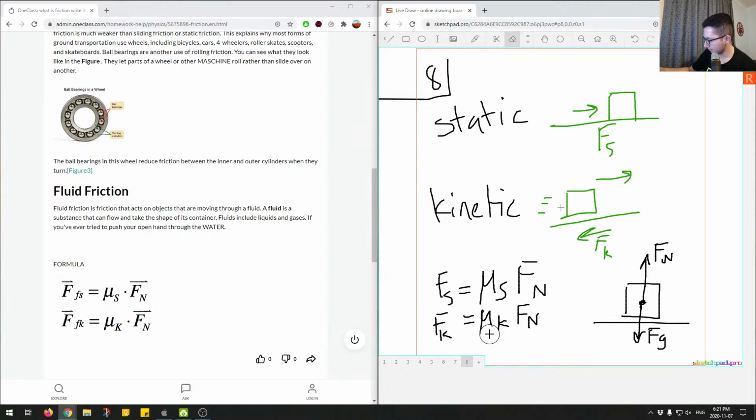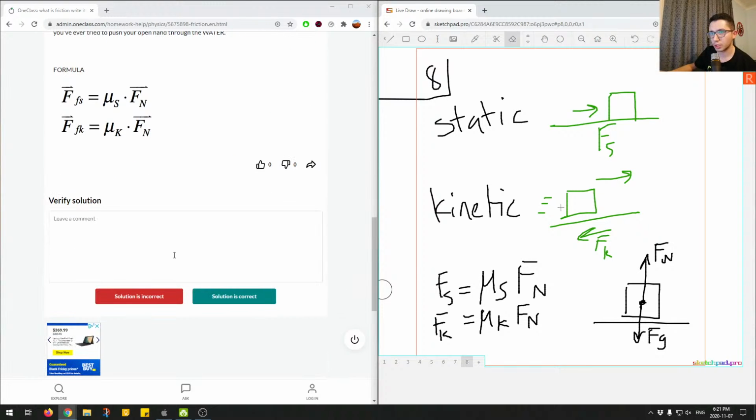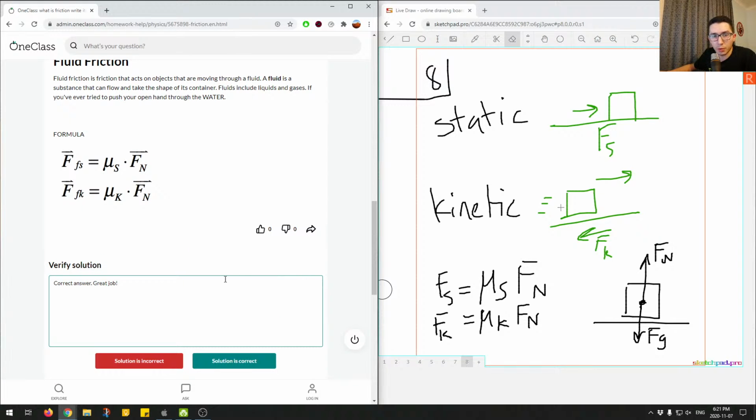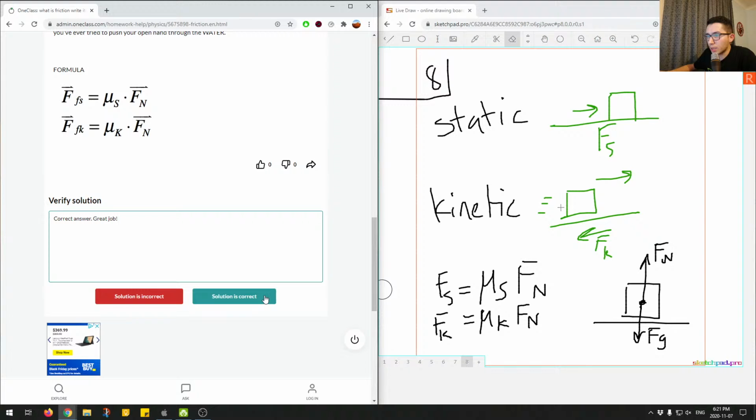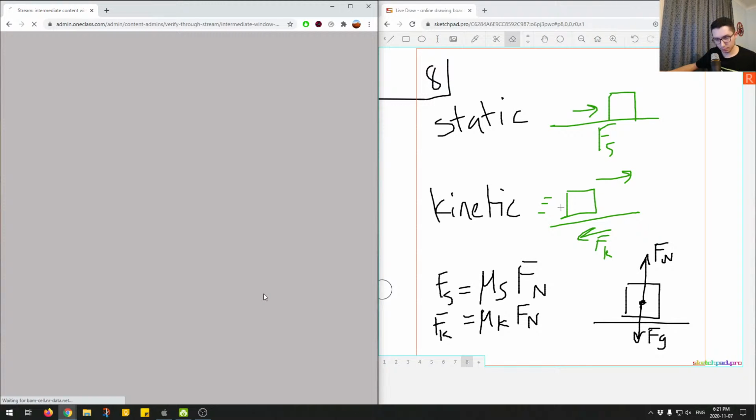Okay, so we'll mark this question as correct. Correct answer. Great job. Okay, and this is the final question that we'll be going through. So we'll mark this as correct. Okay, so that was the final physics problem that we were going through.